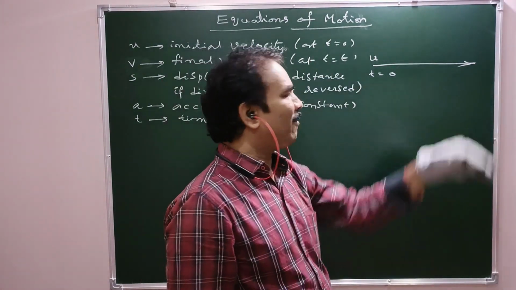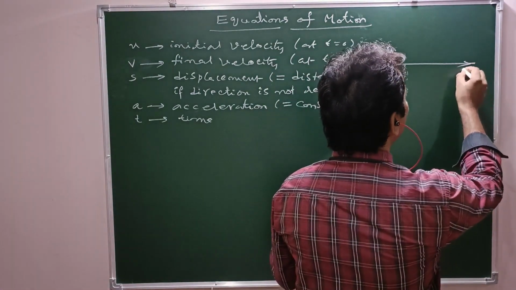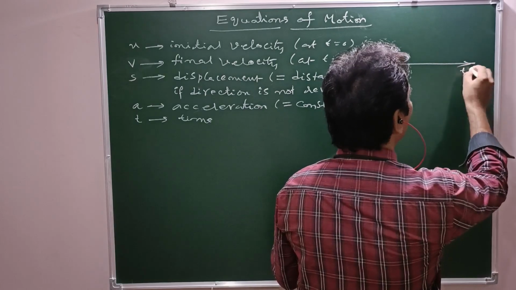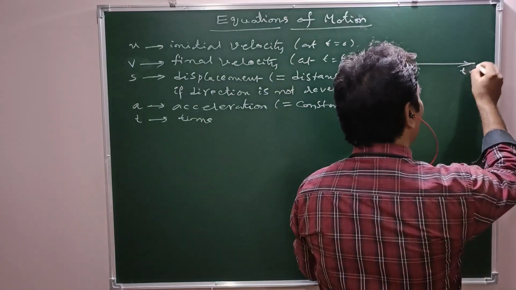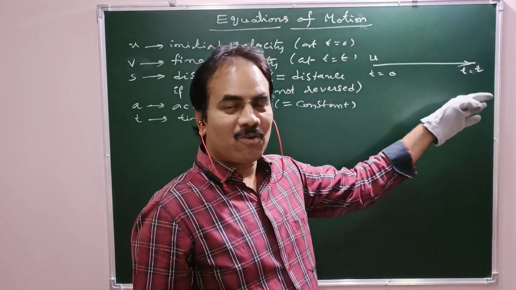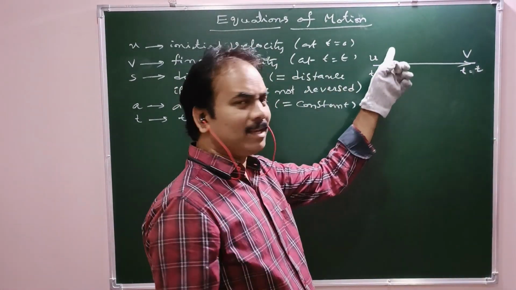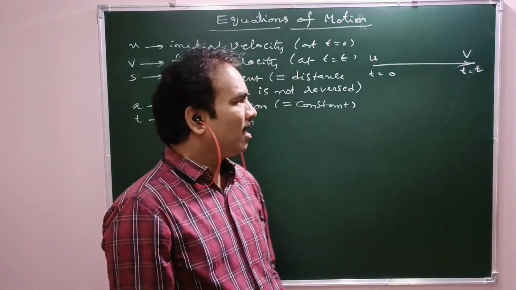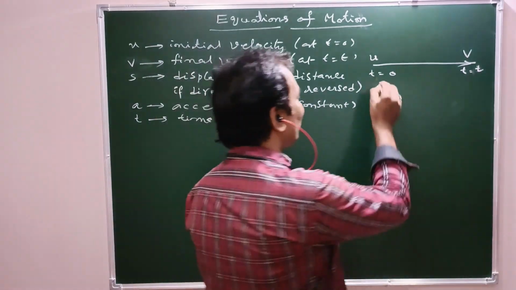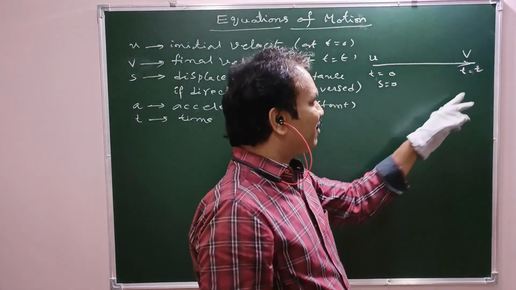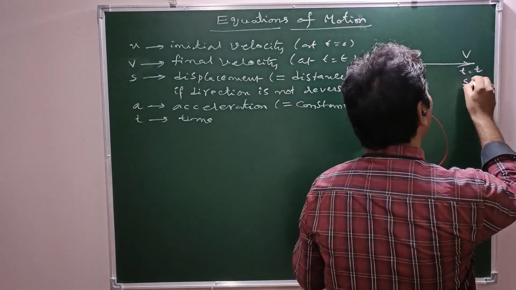Suppose the particle is under motion covering some displacement, when our observation ends somewhere here. Now, what is the instant here? Time equal to t. Now, what is the final velocity noticed at that instant? Let it be small v. So u means initial velocity, v means final velocity. Now, the displacement covered at time t equal to 0 is 0, so s equals 0 here. When our observation ends, let the displacement covered by the particle be s.